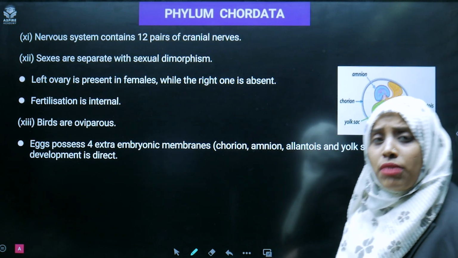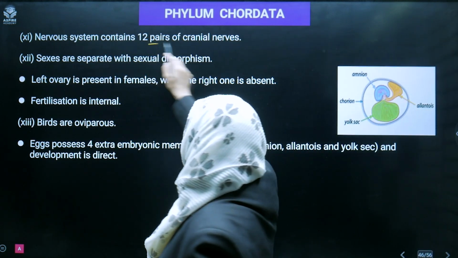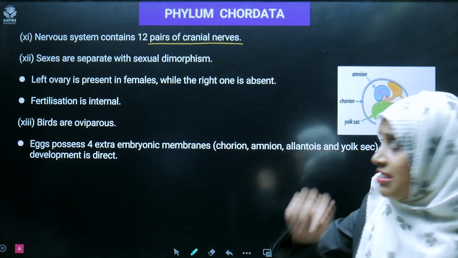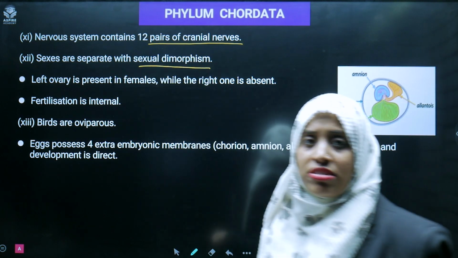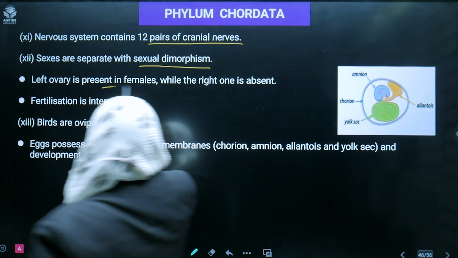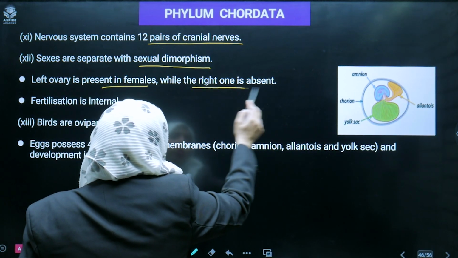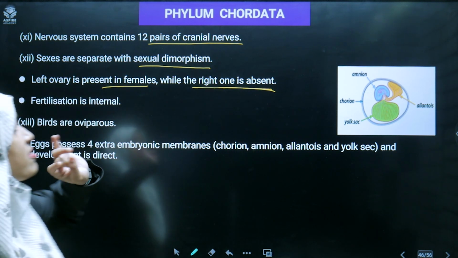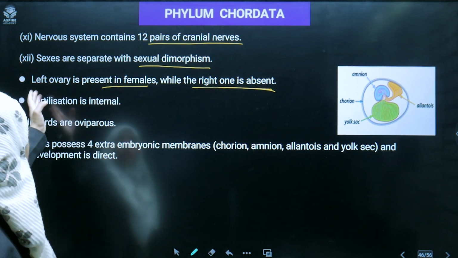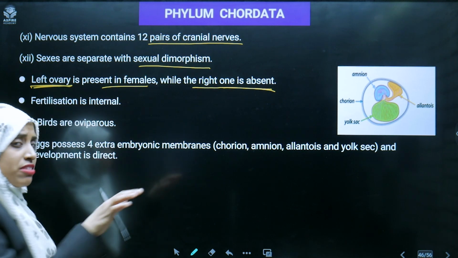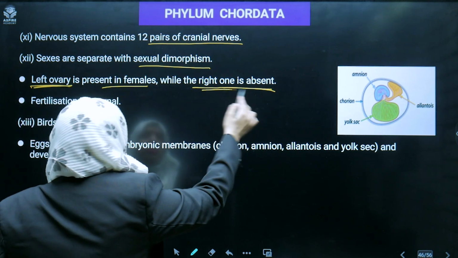Now, nervous system, again here 12 pairs of cranial nerves are present. Sexes are separate with sexual dimorphism. Males and female birds are separate. Left ovary is present in the female while the right one is absent. Here in the reproductive system we will see the female birds, they have only the left ovary present but the right ovary is absent.